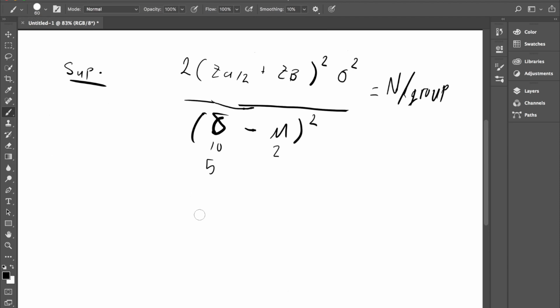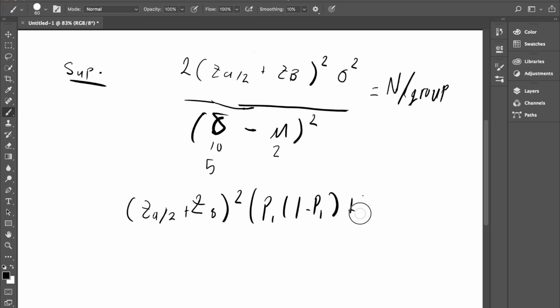For a dichotomous sample size equation, we're going to write it like this. It's pretty similar again: take that z alpha over 2 plus z beta squared times p1 times 1 minus p1 plus p2 times 1 minus p2.